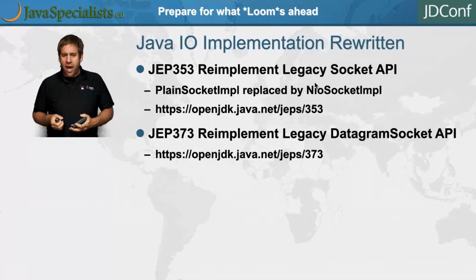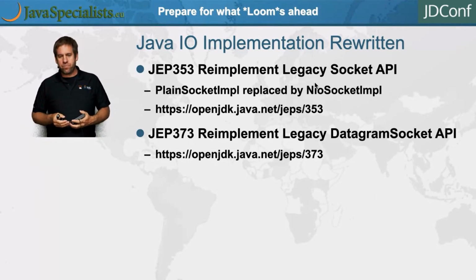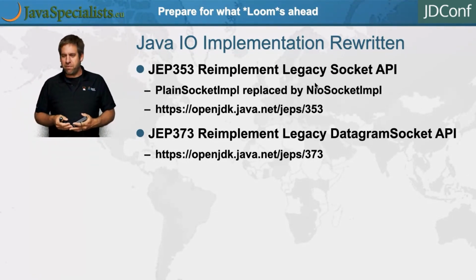The Java IO implementation was rewritten. In JEP 353, they re-implemented the legacy socket API. So they took the PlainSocketImpl and replaced it with the NioSocketImpl. And then JEP 373 re-implemented the legacy datagram socket API.